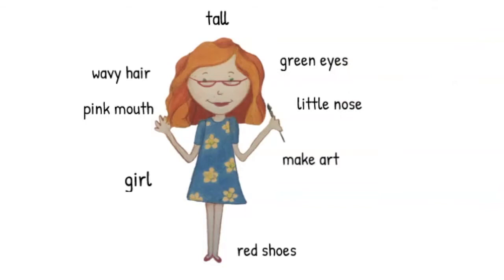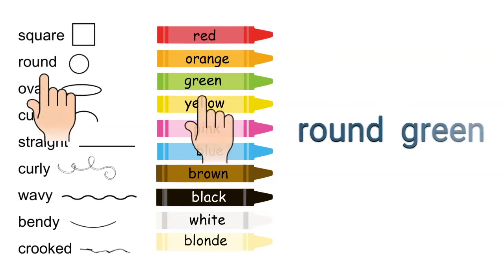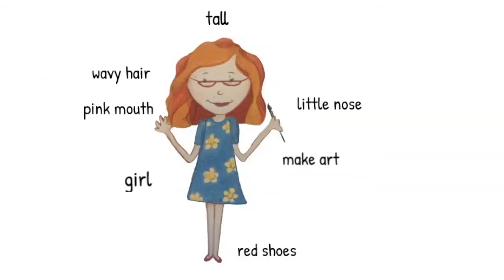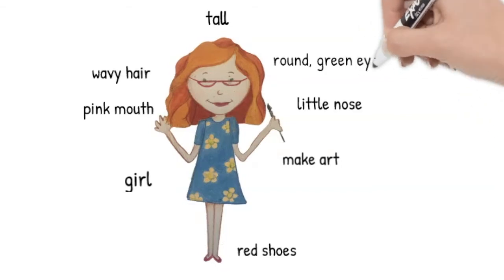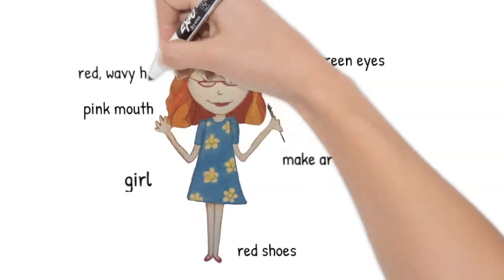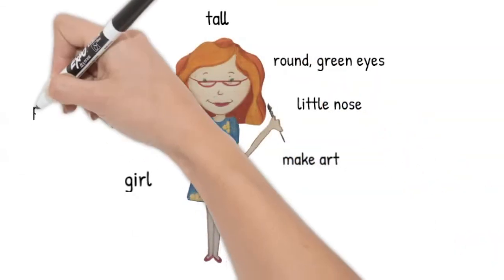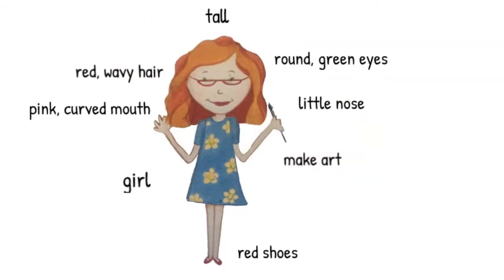I'm going to improve my description by using more than one adjective. When I put 2 adjectives together, I usually have to put a comma between them. I have round, green eyes and red, wavy hair and a pink, curved mouth. That paints a much clearer picture for my penguin as she imagines what I look like from the description I write.